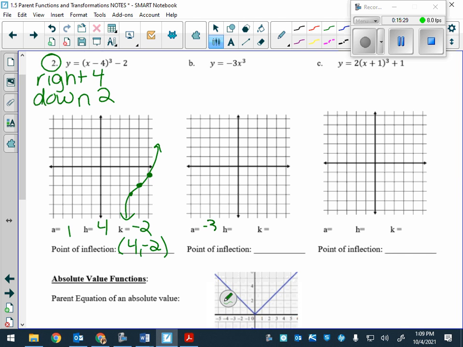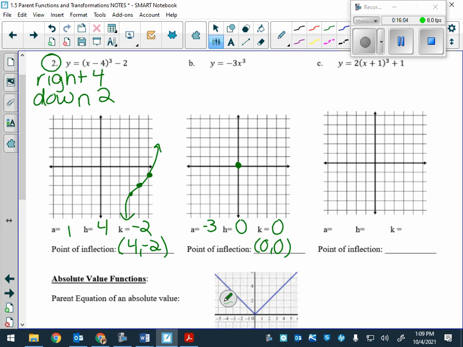Good. Okay, what is my H value, Rosanna? 0. My K value, Assad, we're back to you. 0. What is my point of inflection, Sawyer? 0, 0. Okay, so 0, 0, we haven't really changed anything, right? We haven't moved left, right, up, or down. But what is actually happening here?